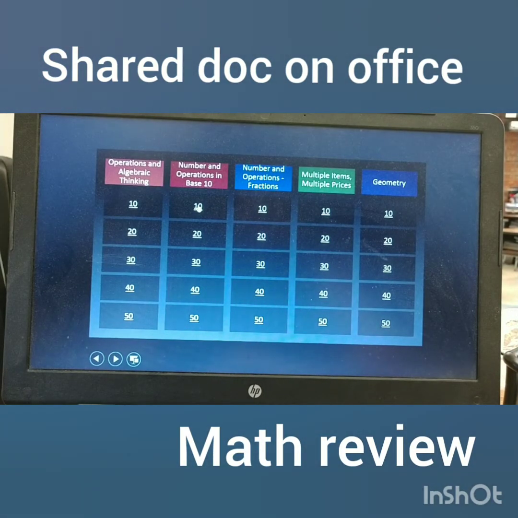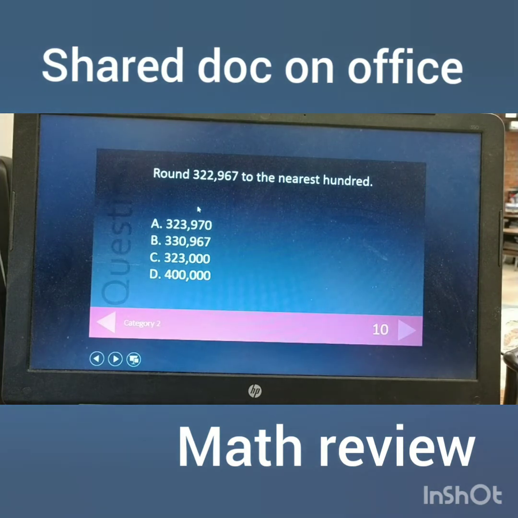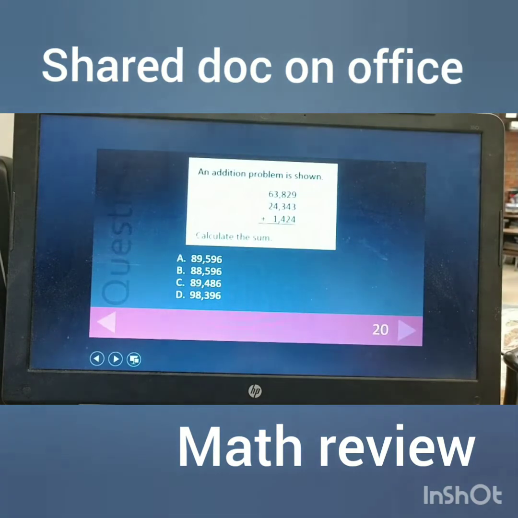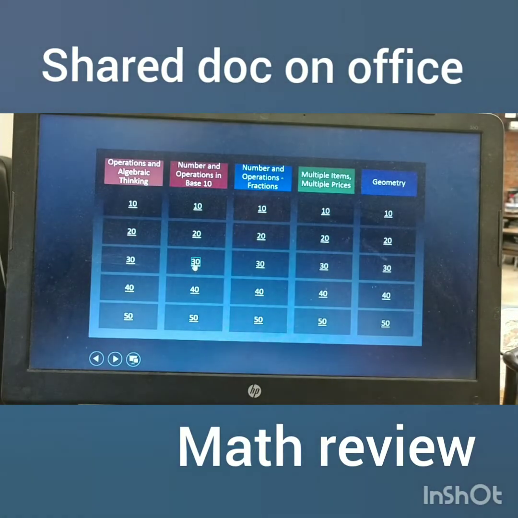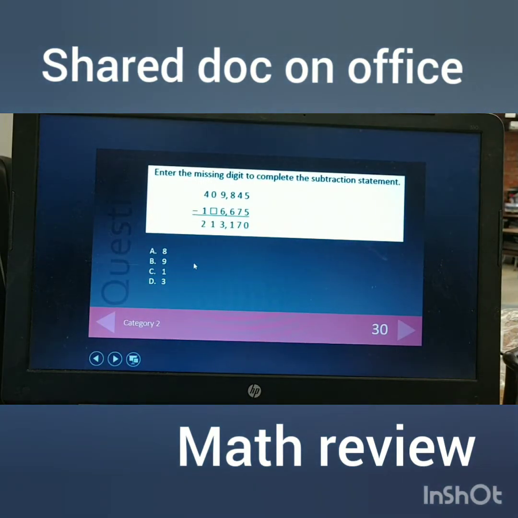Number and operations in base 10. Round 322,967 to the nearest hundreds. An addition problem is shown. Calculate the sum. Enter the missing digit to complete the subtraction statement. That's what's missing right here.